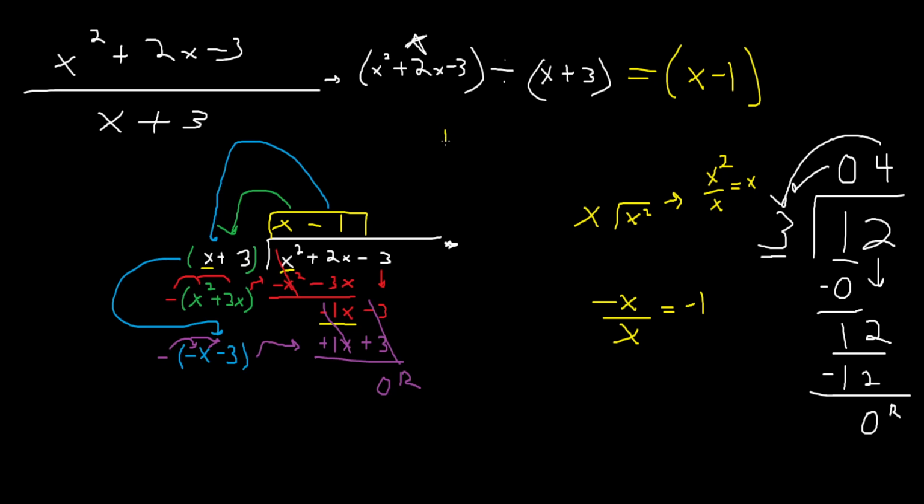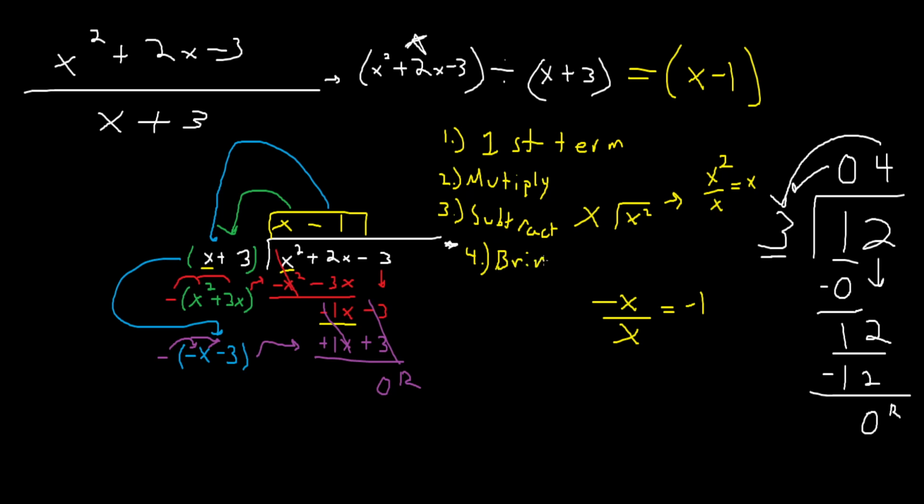So it's first term to first term. So first term for both the inside and the outside. Then you multiply. So you multiply your term up top times your term on the side. Then you subtract. So whatever you got when you multiplied, you subtract that. And then fourth, you just bring the next term down. So this is the order that we're going to be doing stuff in.